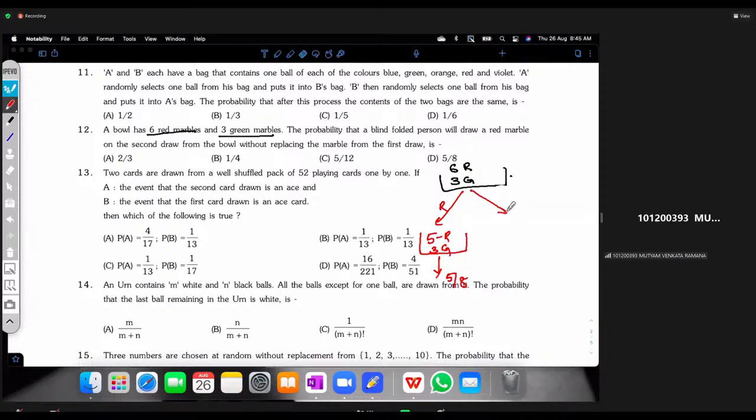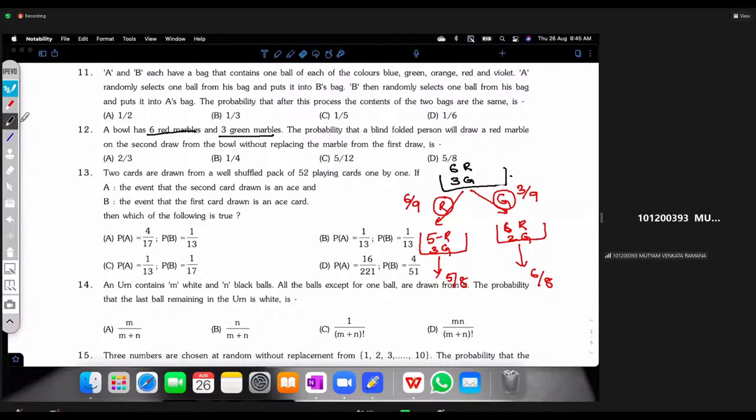In the first draw, if I'm picking the green ball, you'll have 6 red, 2 green. So picking the red ball is 6 out of 8. But the probability of picking a red ball here is 6 out of 9. Picking the green ball here, 3 out of 9.